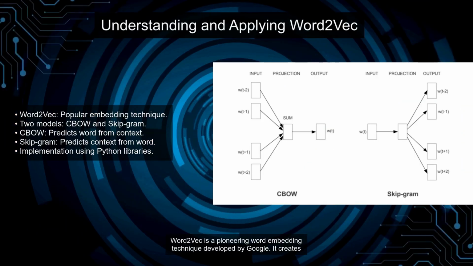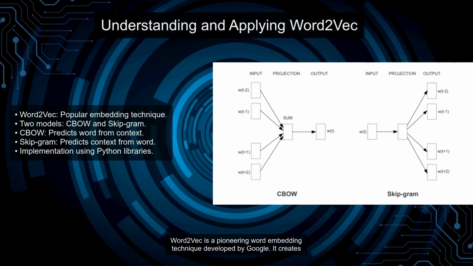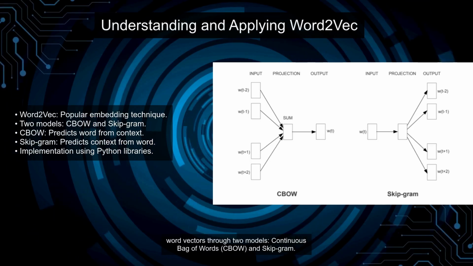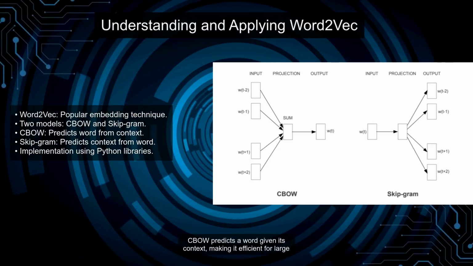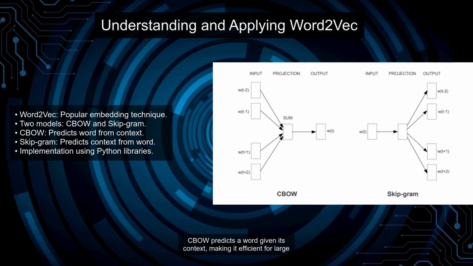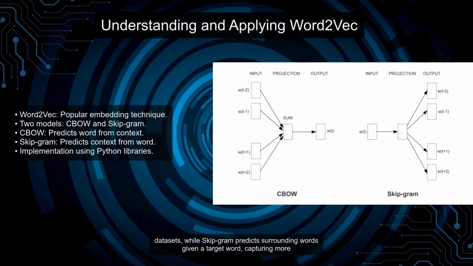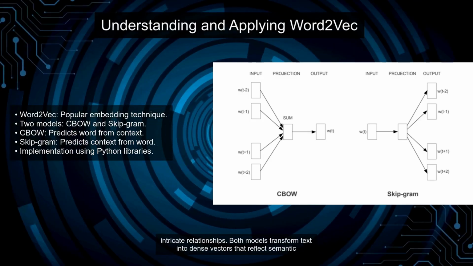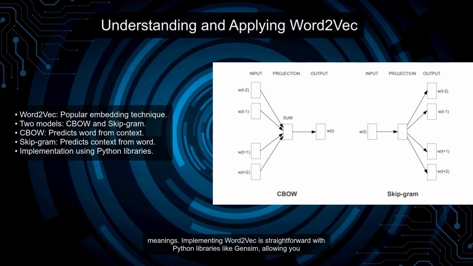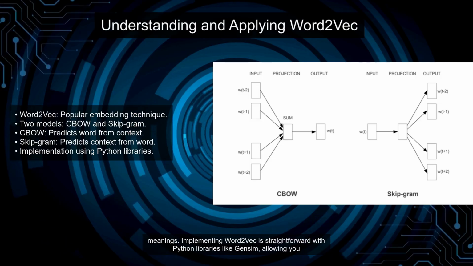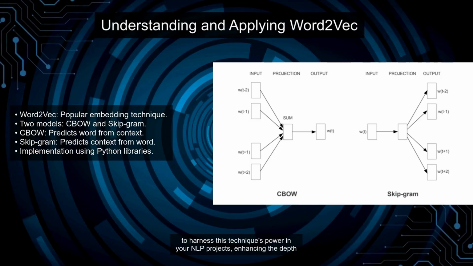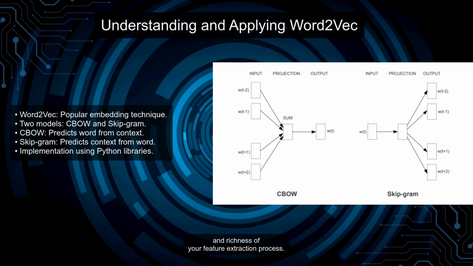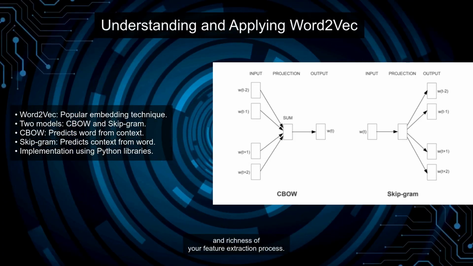Word2Vec is a pioneering word embedding technique developed by Google. It creates word vectors through two models, continuous bag of words, CBOW, and skipgram. CBOW predicts a word given its context, making it efficient for large datasets, while skipgram predicts surrounding words given a target word, capturing more intricate relationships. Both models transform text into dense vectors that reflect semantic meanings. Implementing Word2Vec is straightforward with Python libraries like Gensim, allowing you to harness this technique's power in your NLP projects, enhancing the depth and richness of your feature extraction process.